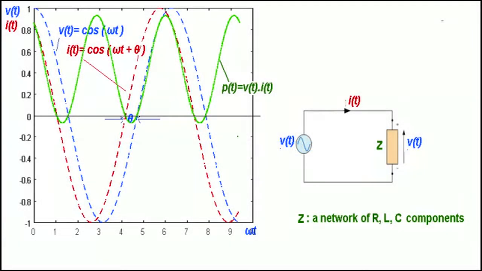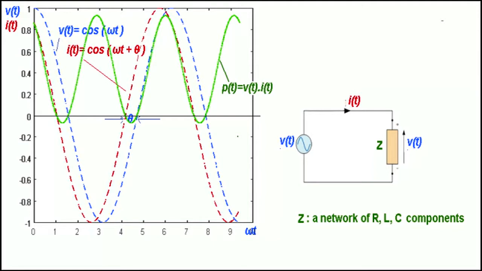In this tutorial, we have the instantaneous voltage in blue, the instantaneous current in red, and the instantaneous power in green as shown. This is the general case where there is a shift by an angle theta between the voltage and the current. We will discuss this general case first. For each case, we vary theta by varying z.